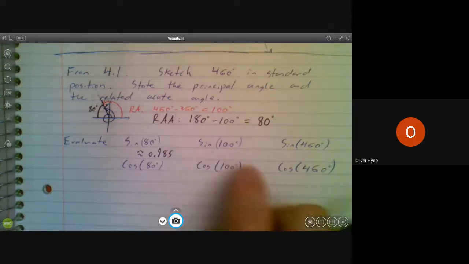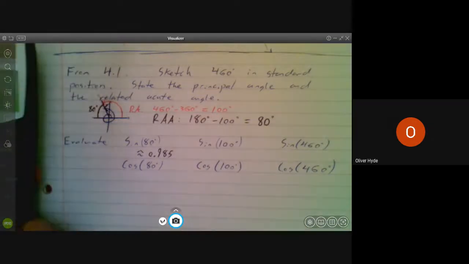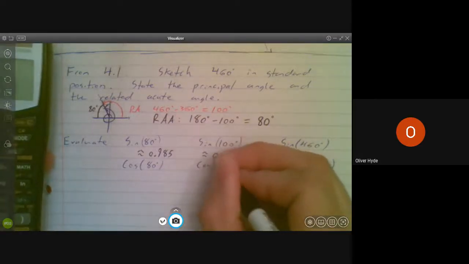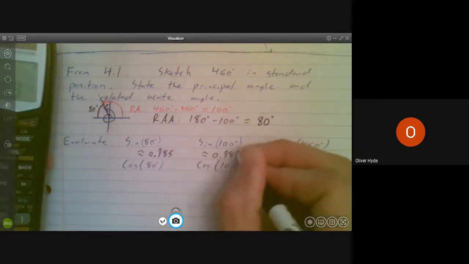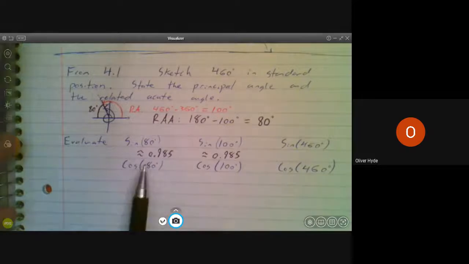Let's go to the sine of 100 degrees. When I type in the sine of 100 degrees, which is my principal angle, I should not be surprised that I get exactly the same ratio. Well, we'll talk about this a little bit more in 4.2.